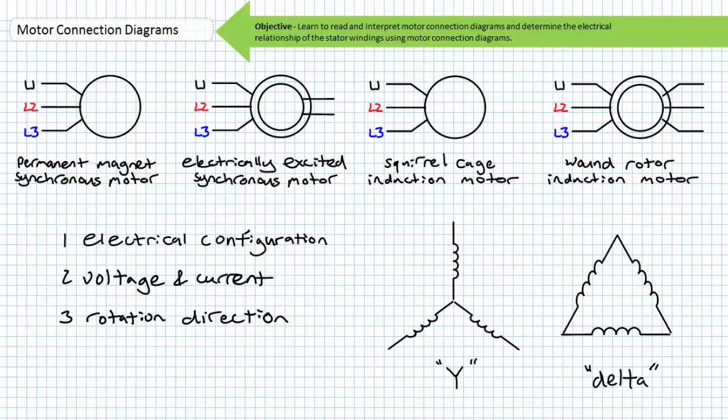Depending on how you connect the stator leads determines 1, the electrical configuration of the stator, either Y or delta, 2, the resulting voltage and current each stator winding experiences, and 3, the rotational direction of the rotating magnetic field produced by the stator. We'll discuss the rotating magnetic field and introduce reversing motor starters in later lectures. This lecture primarily deals with the first 2 aspects of motor connection diagrams.